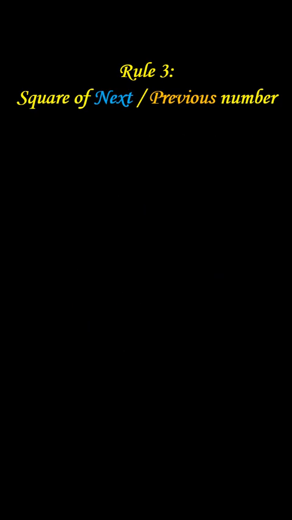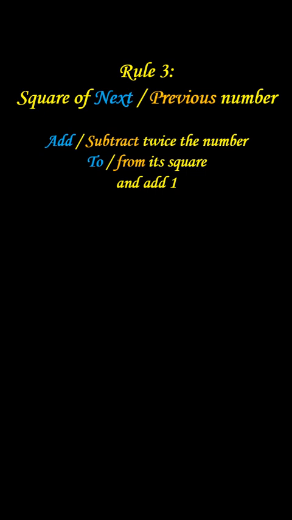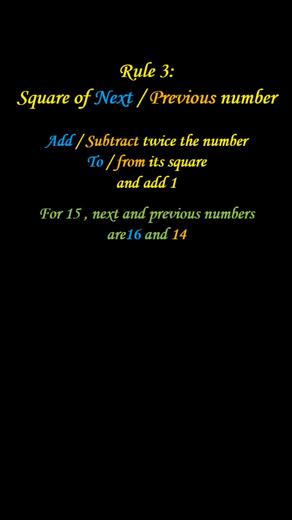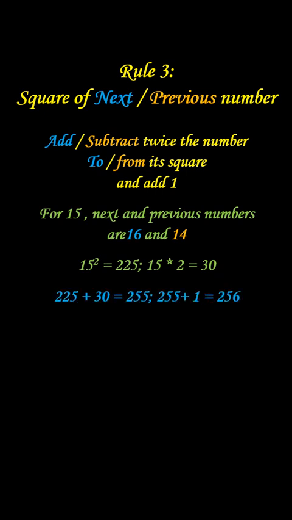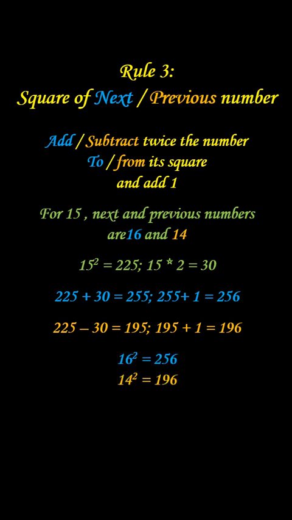Let us see the rule 3 again. Add or subtract twice the number to or from its square and add 1. Let's take example of 15. The next and previous numbers are 16 and 14. 15 squared is 225. 15 times 2 is 30. 225 plus 30 is 255. Plus 1 is 256. 225 minus 30 is 195. Plus 1 is 196. 16 squared is 256. 14 squared is 196.